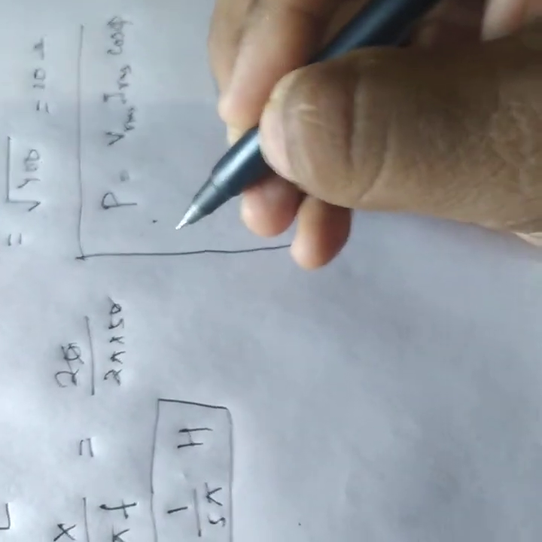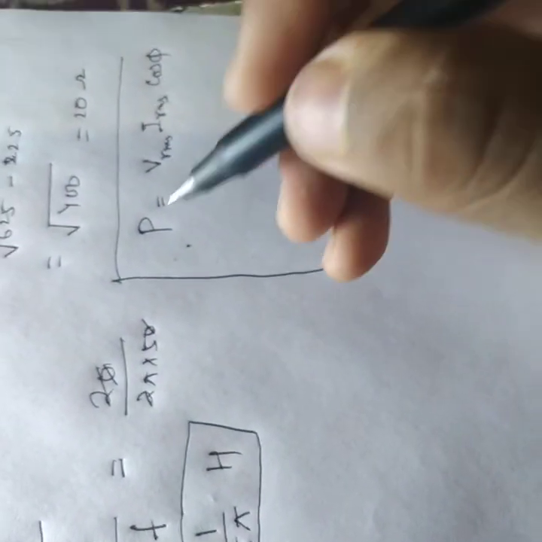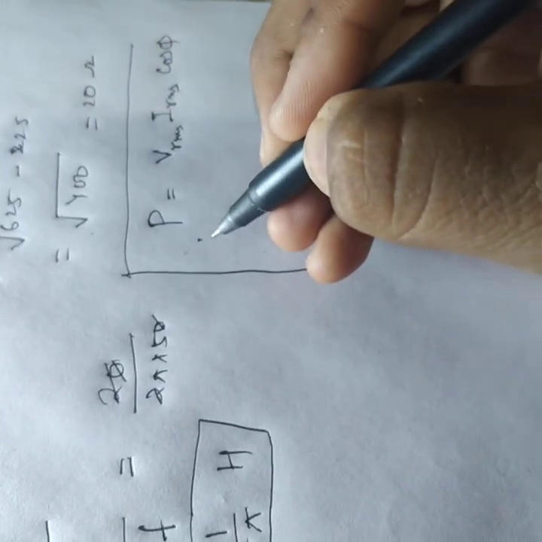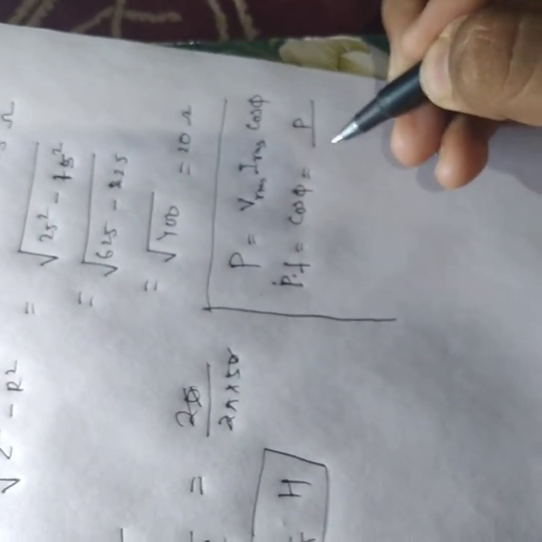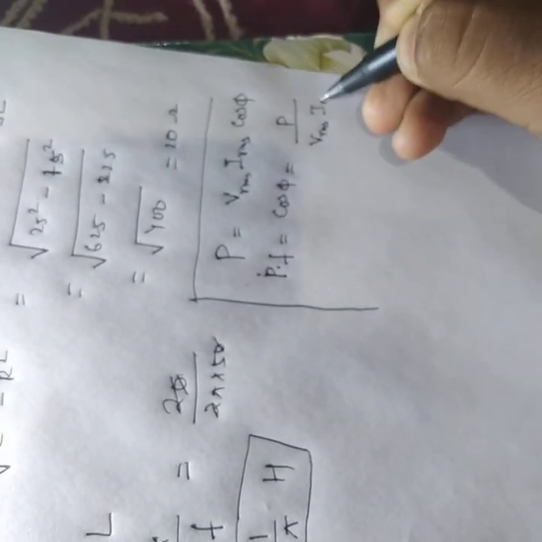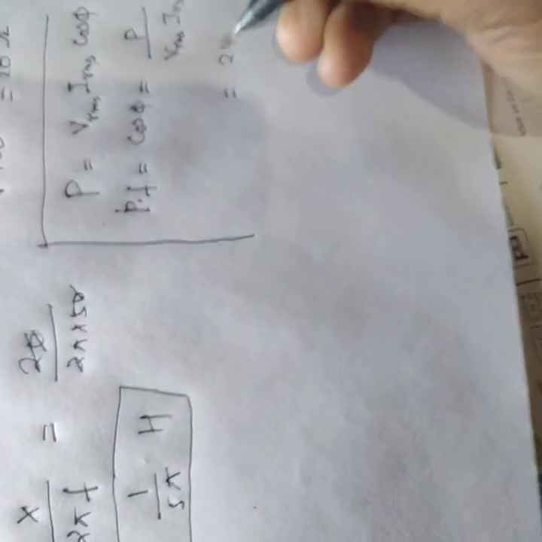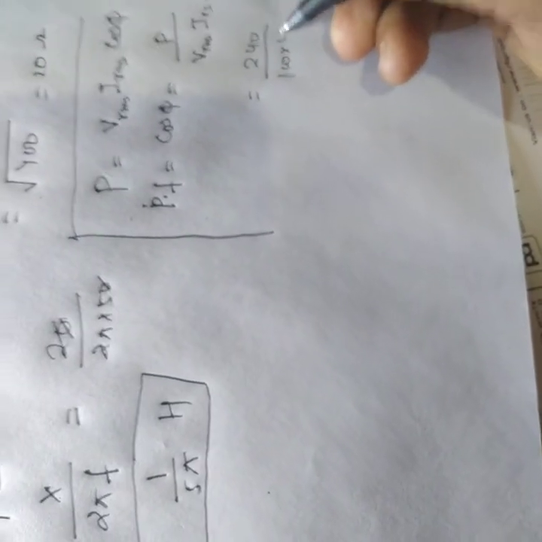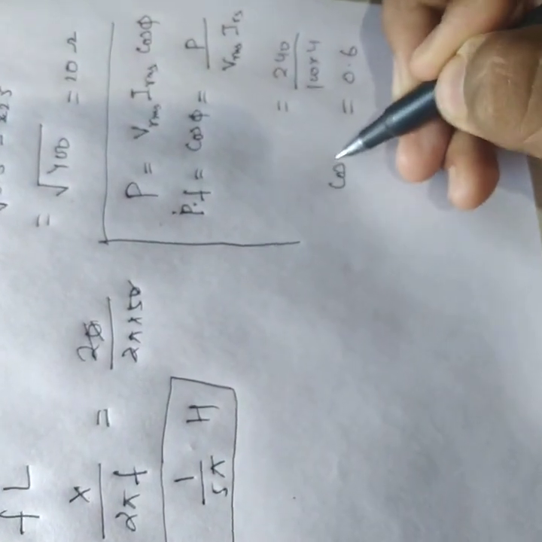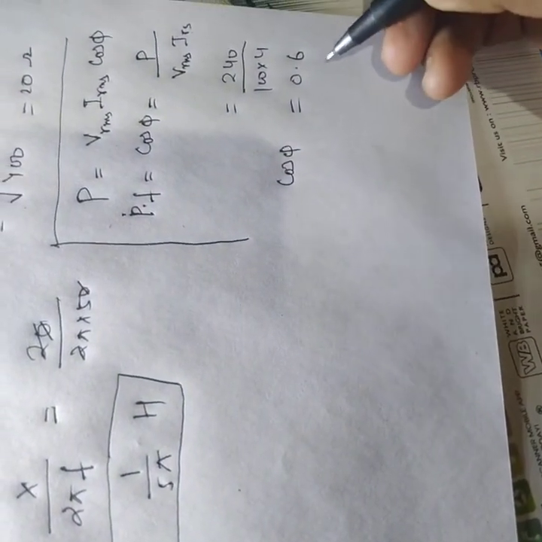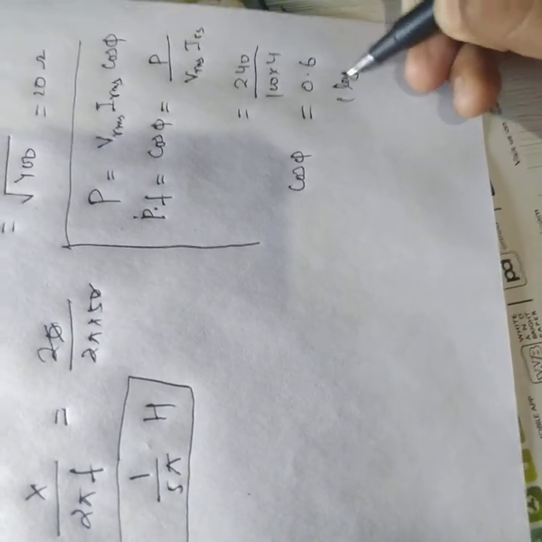We have the power, so we can also find the power factor. Many examiners can ask what is the power factor for this question. The power factor is cos phi, and cos phi is equal to P upon VRMS into IRMS, and power is equal to 240, V is 100 into 4, that is equal to 0.6 power factor. This circuit is an LR circuit, so this power factor is a lagging power factor.